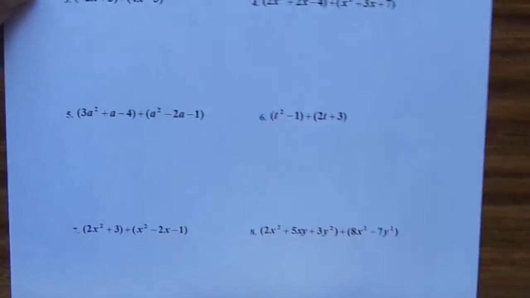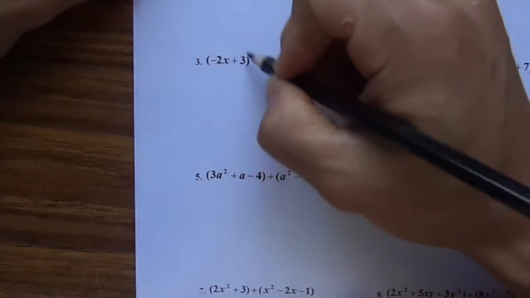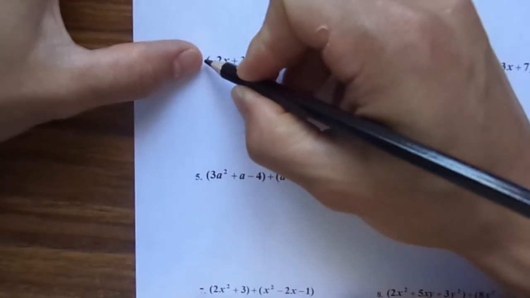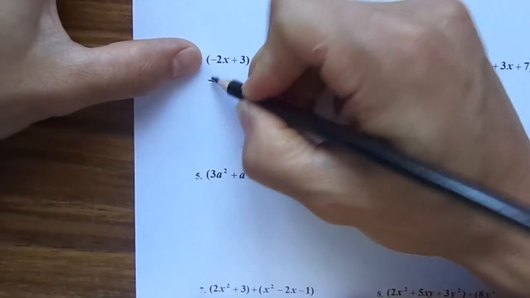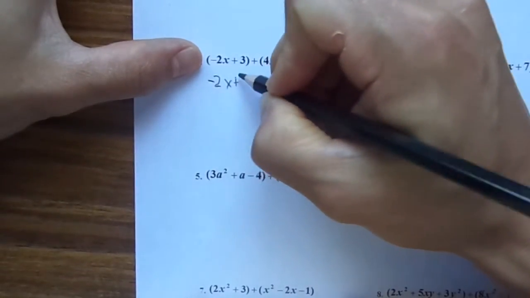Now let me show you one of the harder ones. So don't let the brackets scare you. Okay, so for example, question 3. You see brackets, right? It means the same thing. So what you can do is open up the brackets. So in this first part, you look at if there's a number in front. There's nothing in front, so this just becomes negative 2x plus 3.